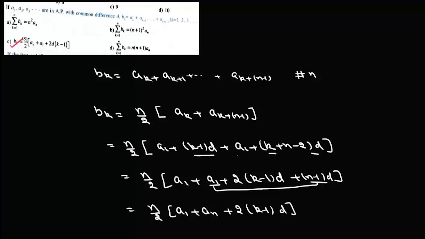Now we'll also need to find summation Bk. So that's your Bk, and we need to find summation Bk where k varies from 1 to n.